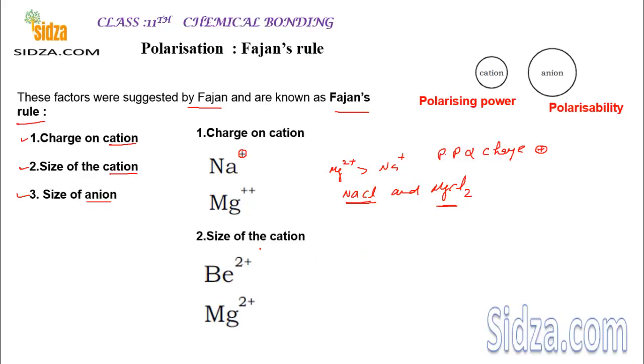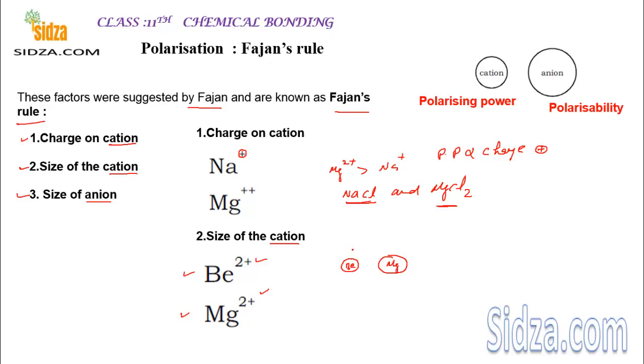Another factor is the size of the cation. How big the size is. If you look at these two cations, beryllium and magnesium, the beryllium is smaller than the magnesium because these are elements of the same group. First there is beryllium, then magnesium, then after that calcium. So beryllium, 2 positive charge, the charge is the same here, but this beryllium has a small size, right? Small size for the beryllium compared to the magnesium. Magnesium has a little bit bigger size.